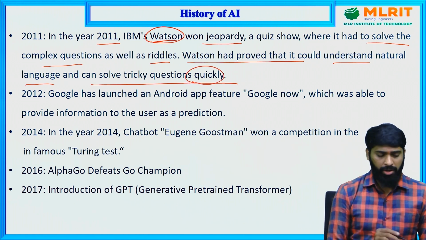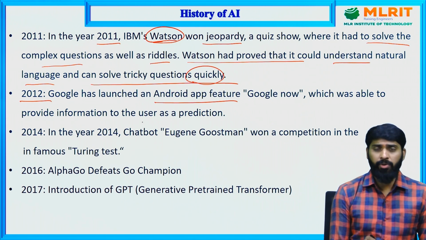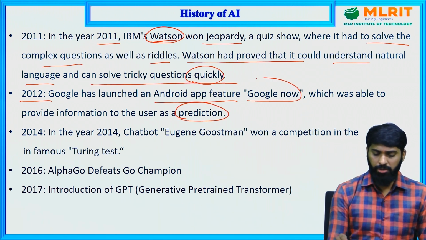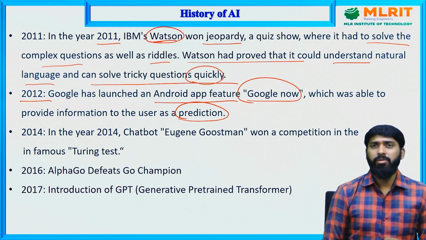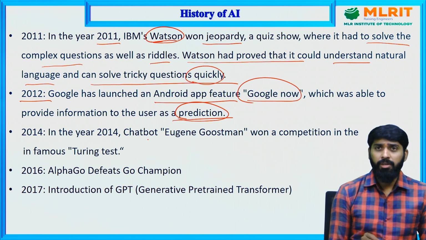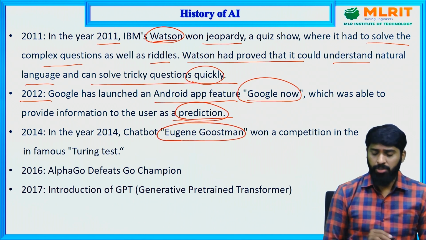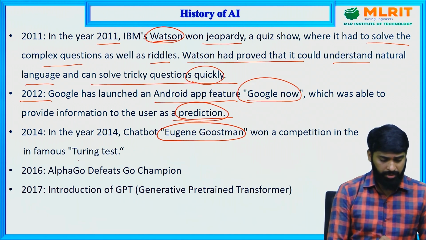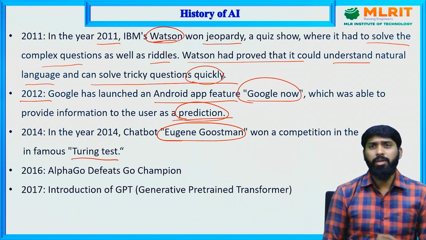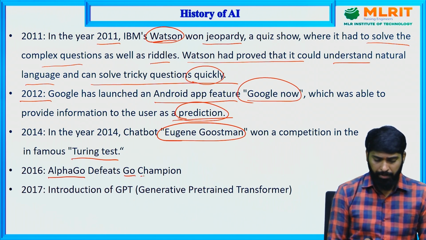In 2012, Google launched an Android app feature called Google Now, which was able to provide information to the user as a prediction. This app is used for prediction. In 2014, the chatbot Eugene Goostman won a competition based on the famous Turing test. In 2016, AlphaGo defeated a Go champion.